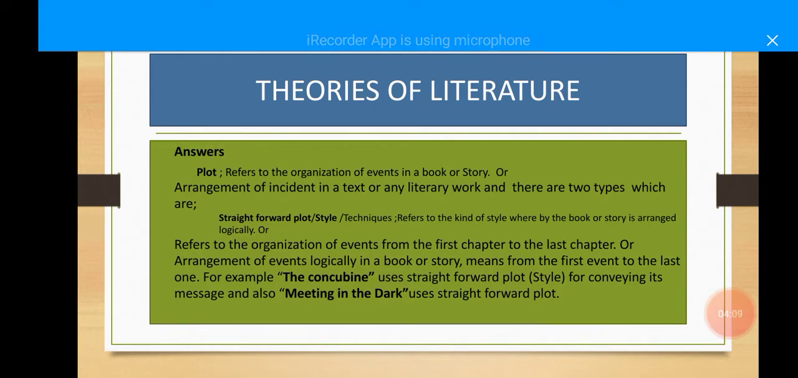Or you can say it refers to the organization of events from the first chapter to the last chapter, or arrangement of events logically in a book or story. It means from the first event to the last event. For example, The Concubine uses a straightforward plot or style for conveying its message, and also Meeting in the Dark uses a straightforward plot.